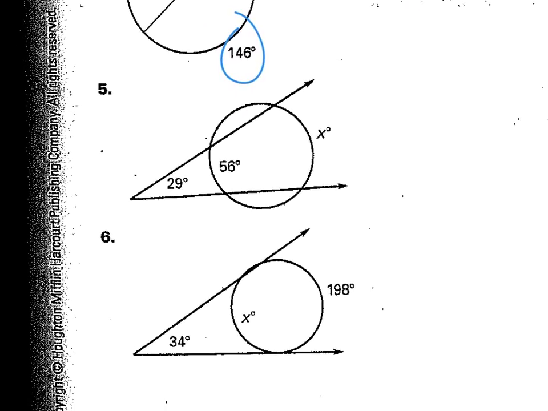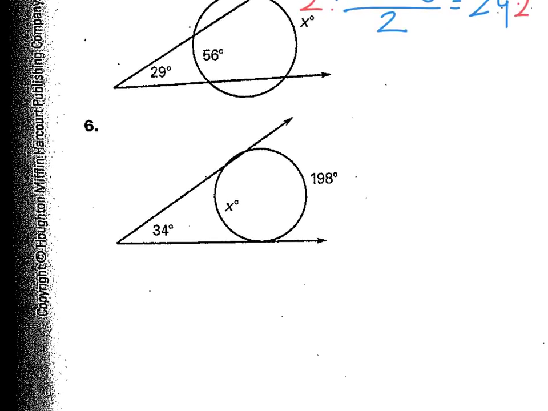Number 5, similar sort of thing as number 3, just a little bit different. So now we're going to say x minus 56 divided by 2 equals 29. Okay, that's how you set that up. I would multiply by 2 first to both sides. That'll get rid of your fraction.